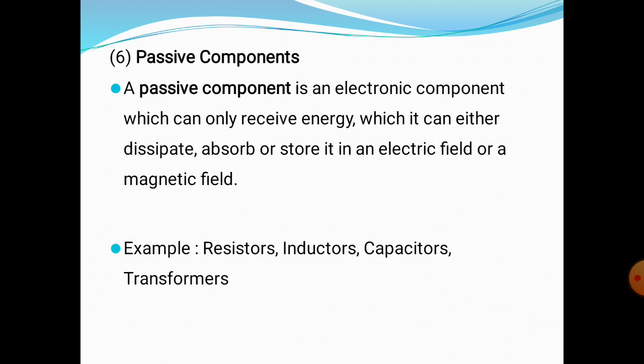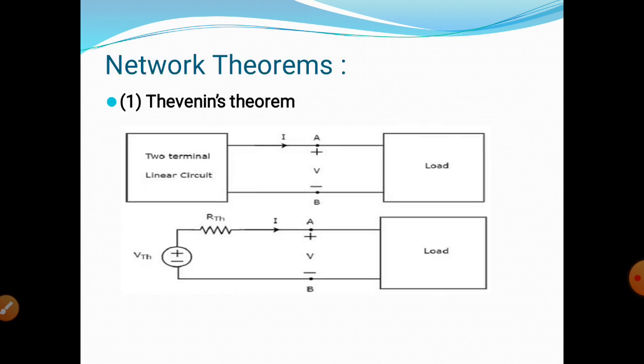Dissipate means we use the resistance. Resistance is a good heat dissipating device. To store the energy, inductors and capacitors store energy. A capacitor stores the energy in the form of an electric field, but an inductor stores it in the form of a magnetic field. So these are the passive elements. And next one is the network theorems.